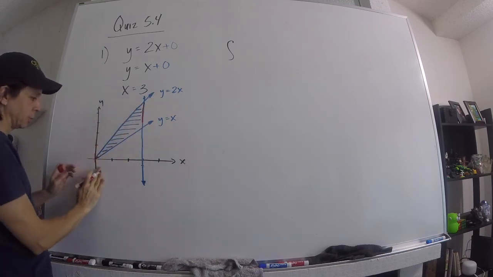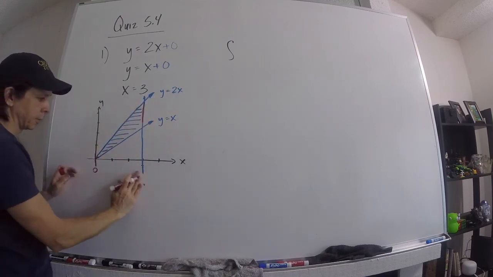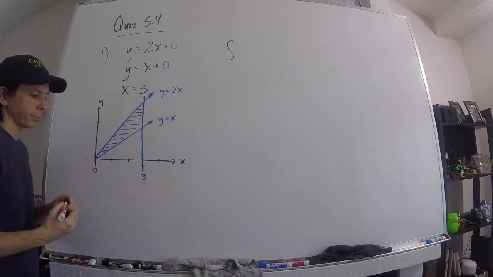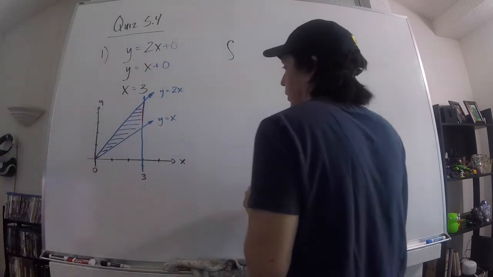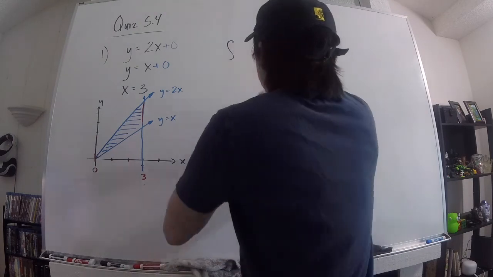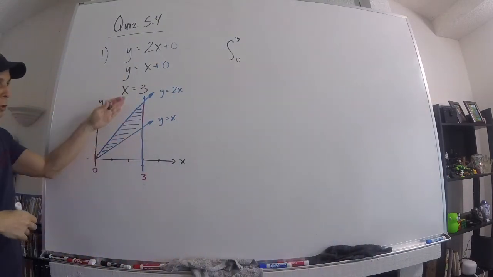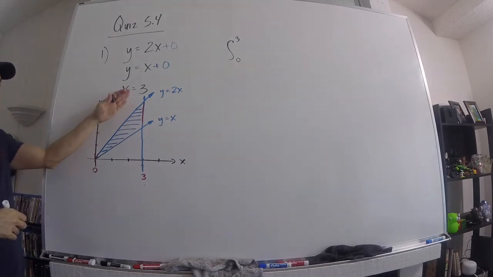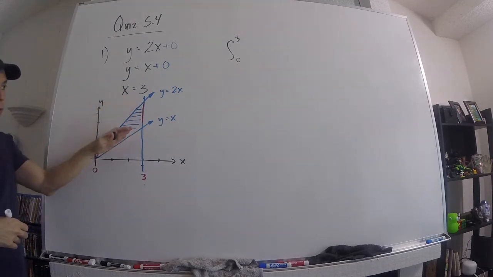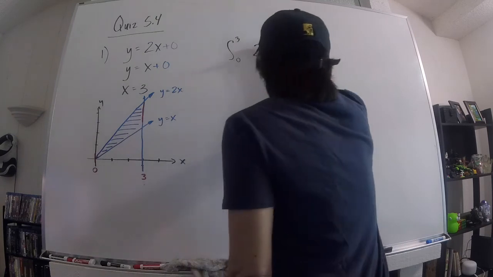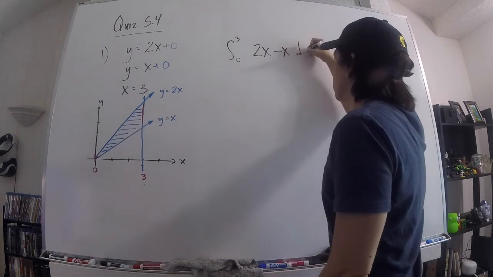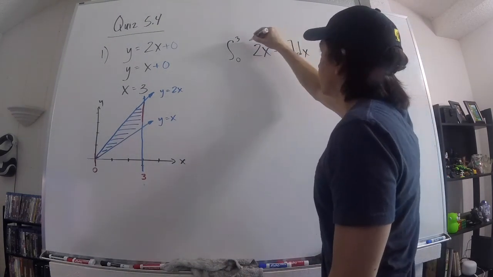So I can think of it as being an integral from 0 to 3, in the region above the y is equal to x, but below the y is equal to 2x. So my upper curve is here, it's going to go first. My lower curve is there. So upper curve minus lower curve. And that's it. That's all I got to integrate.